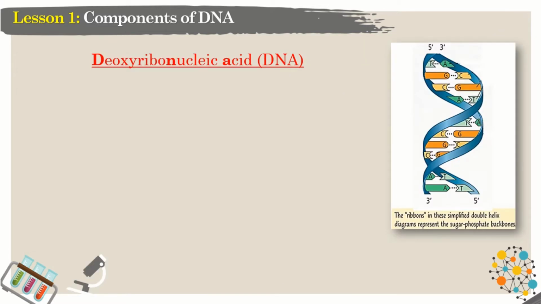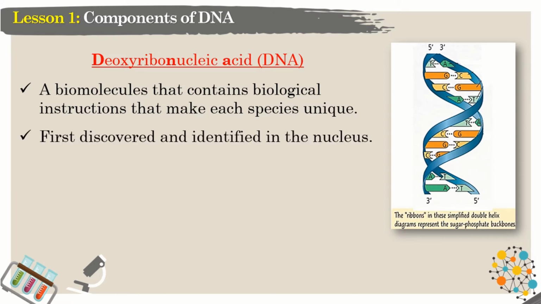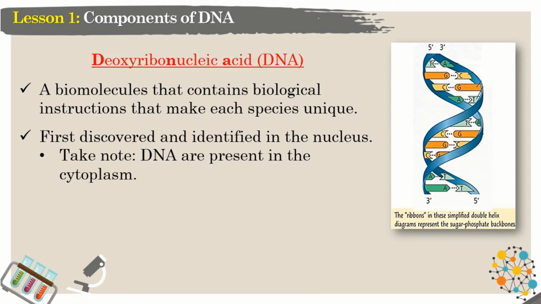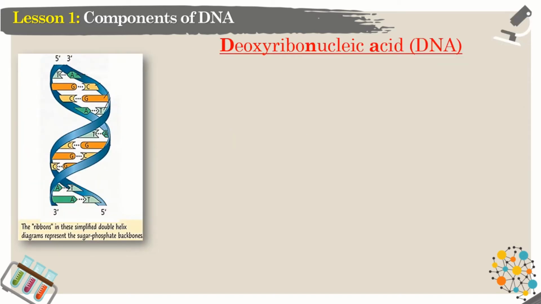When we define deoxyribonucleic acid, it's simply defined as a biomolecule that contains biological instructions or code which make each individual or species unique. This DNA was first discovered and identified inside the nucleus, but in later findings of different scientists, they found out that DNA is also present in the cytoplasm of the cell. This DNA can be passed on from the parents to the offspring during reproduction.